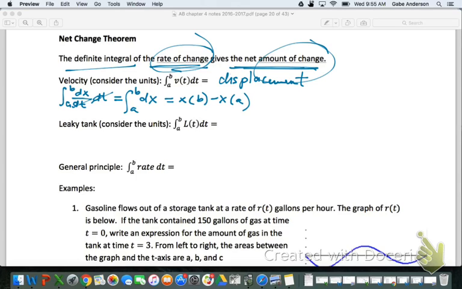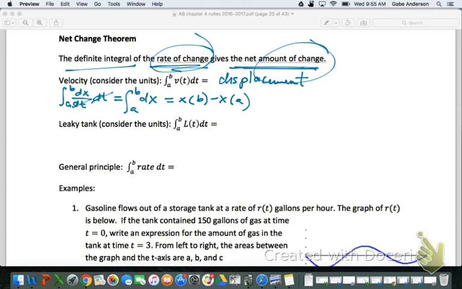So if you think about it, isn't velocity the rate of change of position? And so the definite integral will just give you the amount of change of position. Go back to the overall principle. The net change theorem says that the definite integral of the rate of change gives you the net amount of change. Since velocity is the rate of change of position, then the definite integral of that will give you the amount of change of position. So integrating takes you from rates back to amounts.